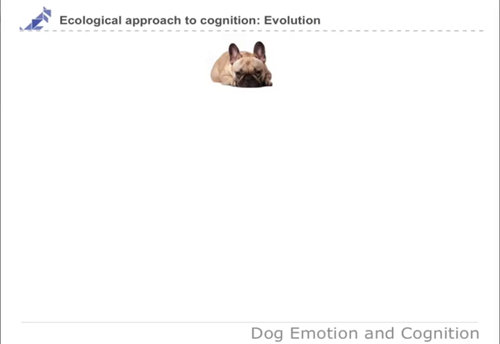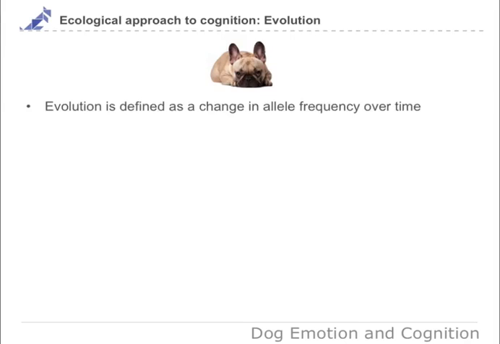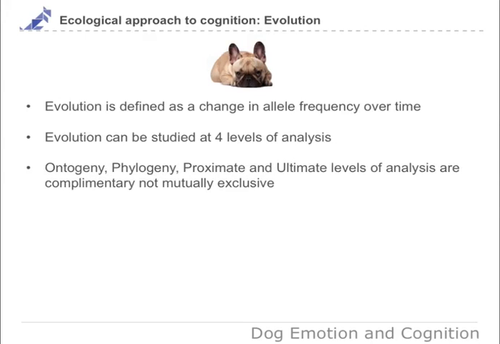So, to summarize the ecological approach to cognition and evolution from an evolutionary perspective, evolution is defined as a change in allele frequency over time. Very simple. Evolution can be studied at four levels of analysis, specifically if we're talking about behavioral traits that we want to explain, especially. And Niko Tinbergen was the one who came up with that way of thinking about it. Ontogeny, phylogeny, proximate, ultimate level of analysis are complementary, but of course not mutually exclusive. If you're explaining a behavior at one level, it doesn't mean that the explanation at another level is wrong. They're completely separate, and they inform each other.